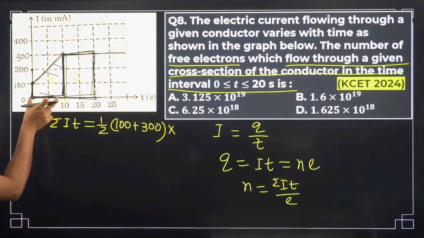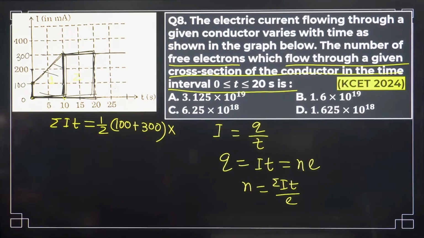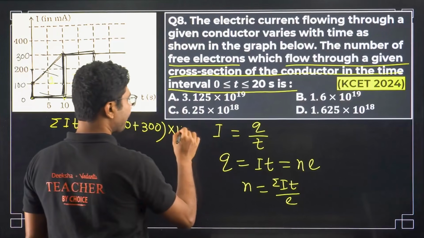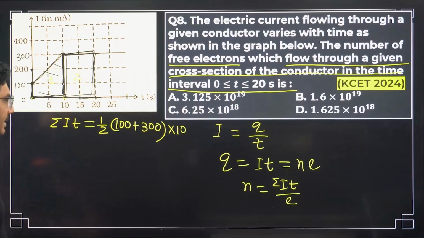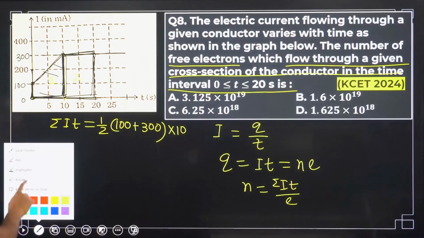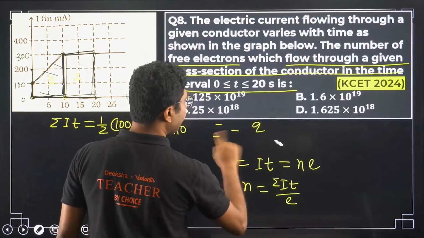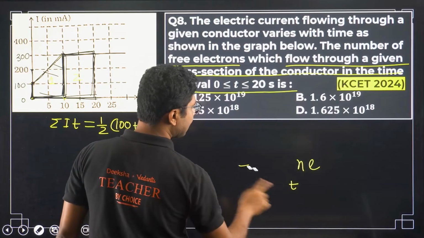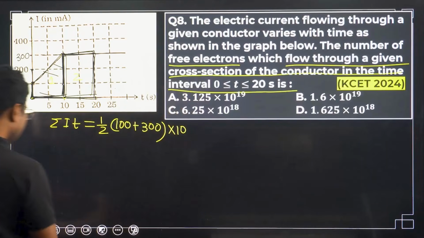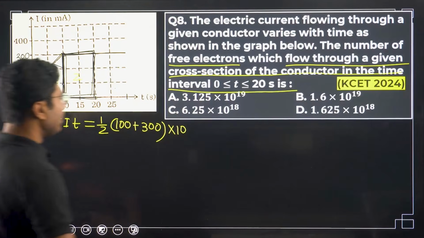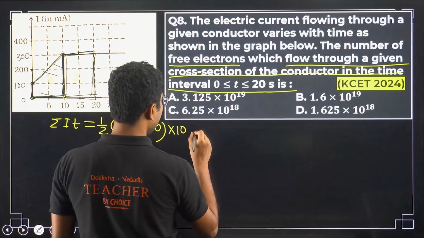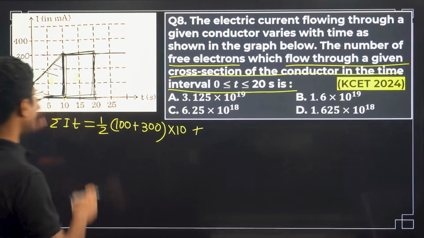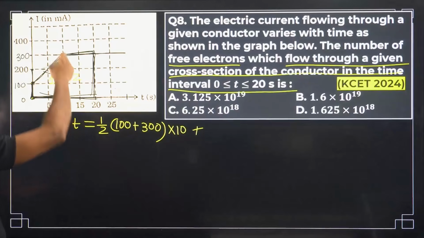Now what is the distance here? 0 to 10, that means distance is 10, right? So distance is 10, right? So this is how we calculate the first area. Now second area is easy. This is a rectangle. So what is the second area? Second area will be plus, obviously they are getting added, same side. So plus length into breadth.